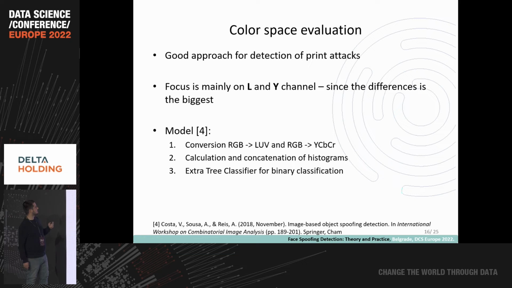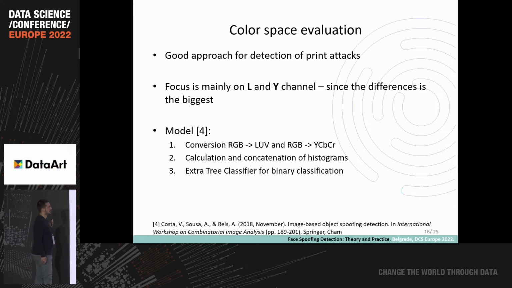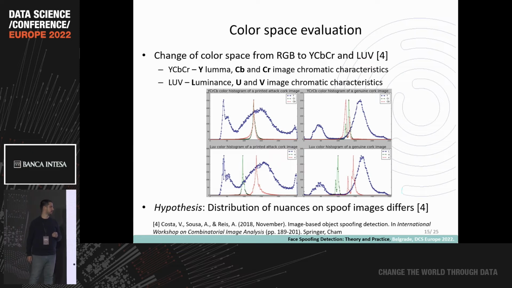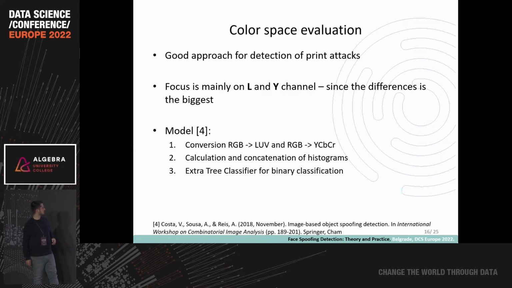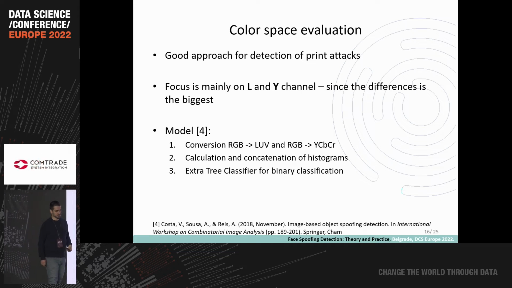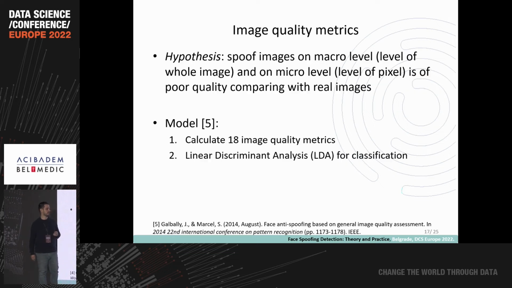Some researchers focus only on the L and Y channels. Some use all channels for classification. Also, there are many differences in algorithms, but the major meta model is that conversion is the first step, calculation and concatenation of histograms is the second step, and then some classification. For example, Costa, Souza, and Rice got the best results with the extra trees classifier for binary classification.